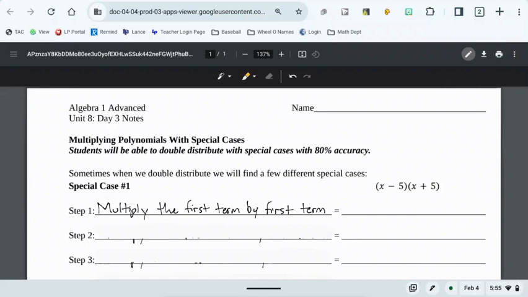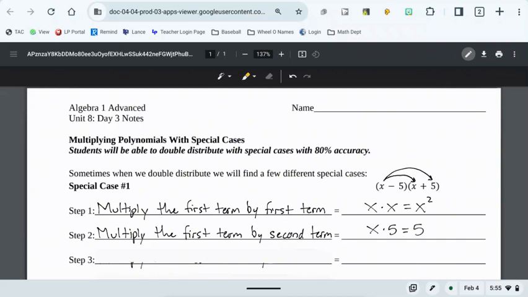So step 1 is going to repeat the step 1 we learned from double distributing yesterday in day 2 notes, which is multiply the first term by the first term. So let's go ahead and do that. X times x equals x squared. Beautiful. Second step will mimic that second step from day 2 as well. So multiply the first term by the second term. So x times 5, and we get 5x.